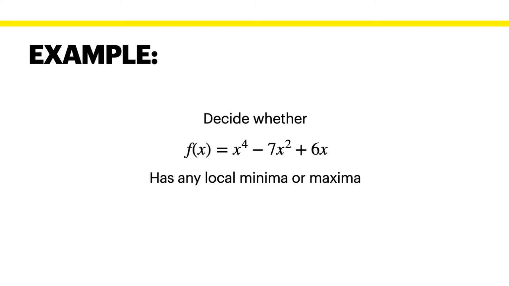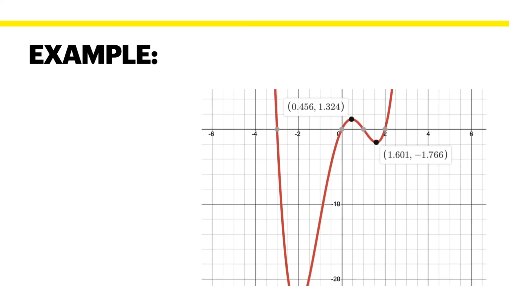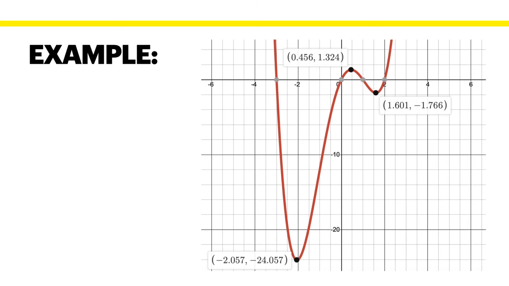So let's go through an example. It says here, decide whether the function f(x) = x^4 - 7x^2 + 6x has any local minima or maxima. Okay, let's find that out. Let's move on. If you try to use a tool to graph this whole function, or if you try to graph it yourself, you're going to end up with something like this. And you will see that there are some points in the graph where it dips completely, like in this case, as far as y equals negative 24, and it can go up again.